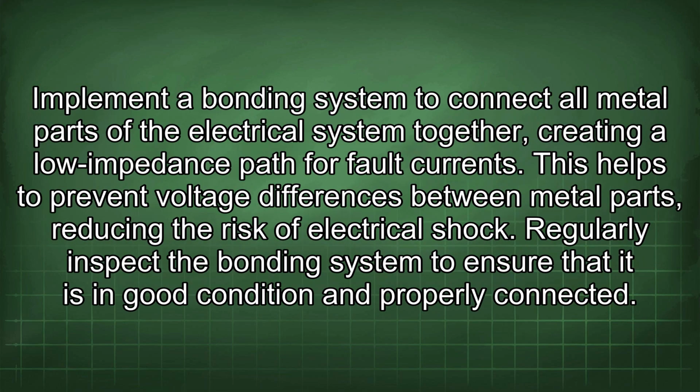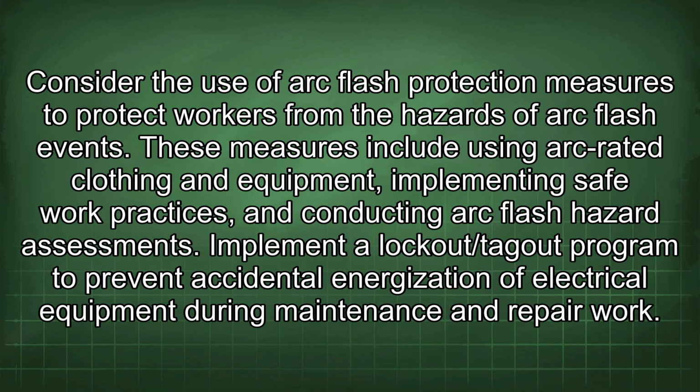Implement a bonding system to connect all metal parts of the electrical system together, creating a low impedance path for fault currents. This helps to prevent voltage differences between metal parts, reducing the risk of electrical shock. Regularly inspect the bonding system to ensure that it is in good condition and properly connected. Consider the use of arc flash protection measures to protect workers from the hazards of arc flash events. These measures include using arc-rated clothing and equipment, implementing safe work practices, and conducting arc flash hazard assessments.